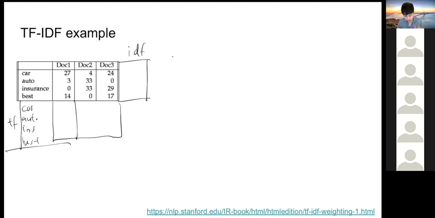Let's do TF first. So this document has 27 plus 3 plus 14 terms, so it's 30 plus 14, which is 44 terms. Car appears 27 times, so this will be 27 over 44. How about auto? Auto will be 3 over 44. Insurance is 0, and best is 14 over 44.